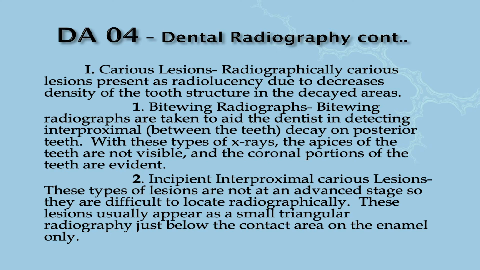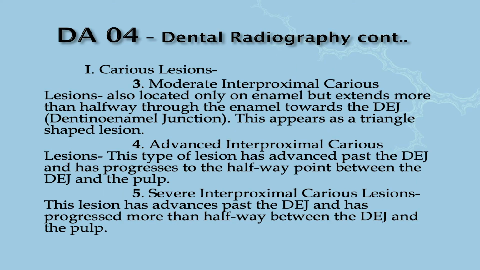Incipient interproximal carious lesions are types of lesions that are not at the advanced stage, so they are difficult to sometimes see, even radiographically. These lesions usually appear as very small triangular shaped areas just below the contact point and in the enamel or outer part of the tooth only. Moderate interproximal caries lesions are lesions that are in the enamel but extend more than halfway through the enamel to the DEJ or dentino-enamel junction. This appears as more of a triangular shaped lesion.